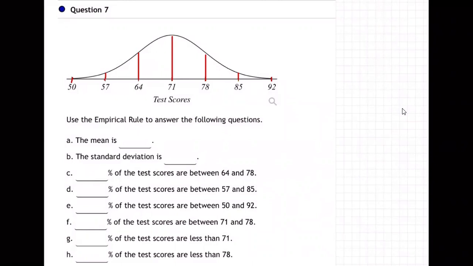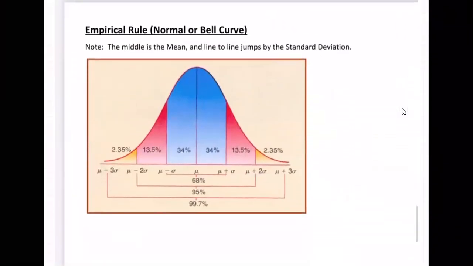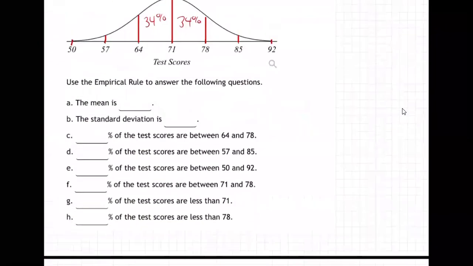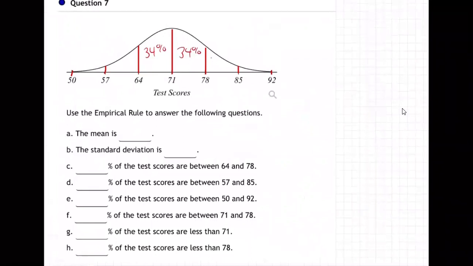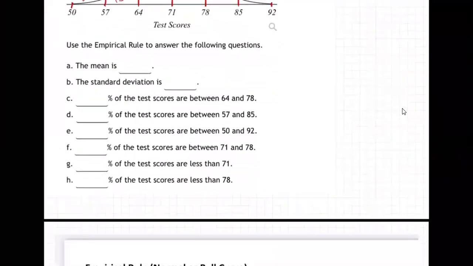We're saying 34% and 34%. I'm getting those right off the curve here. Just 34, this is in the notes, 34, 34, 13.5, 13.5. So let's put those in. 13.5. And then this other section is 2.35%. So this is called bell shape or normally distributed.